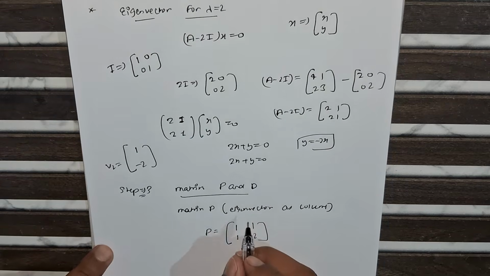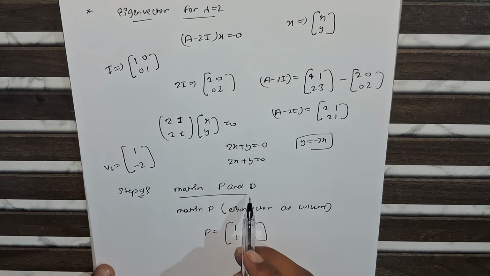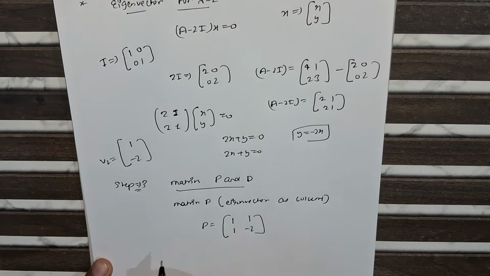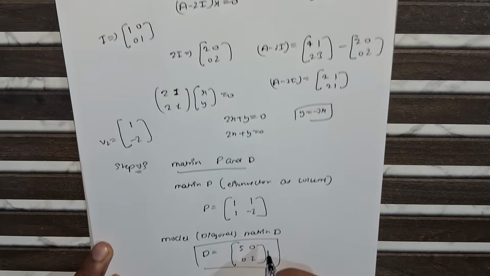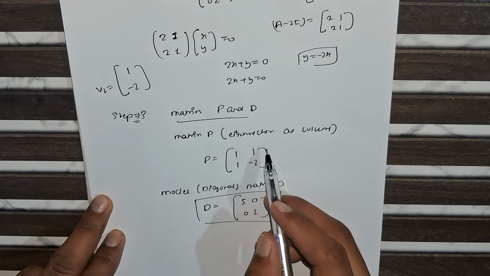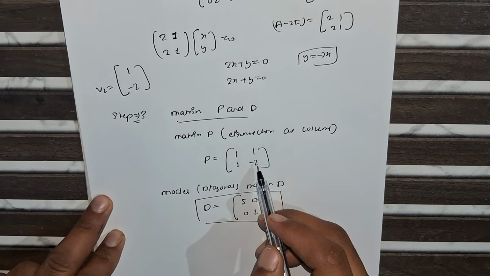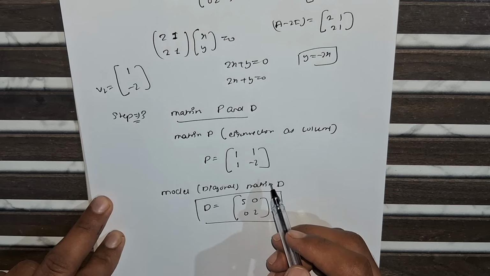So now we have to form the D matrix. How can we form the D matrix? With the help of eigenvalues, while our P matrix is formed with the help of eigenvectors. So the diagonal matrix D equals 5 0 0 2. This is our diagonal matrix D formed with the help of our eigenvalues. So now we have to verify our diagonalization.